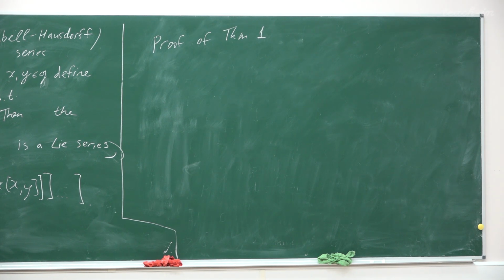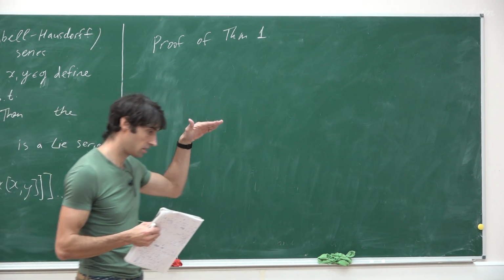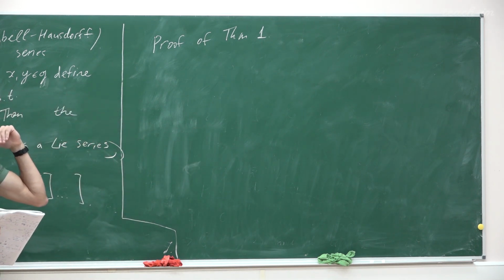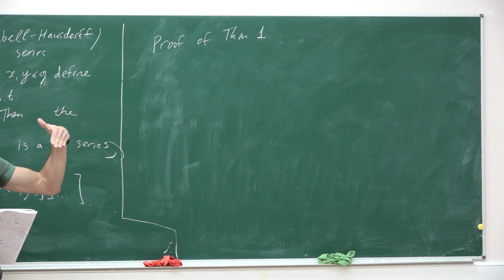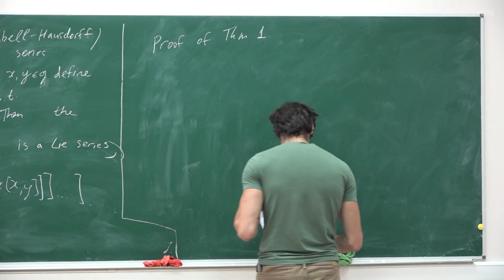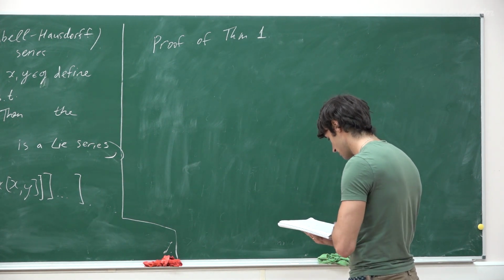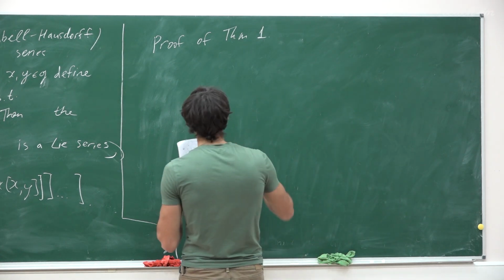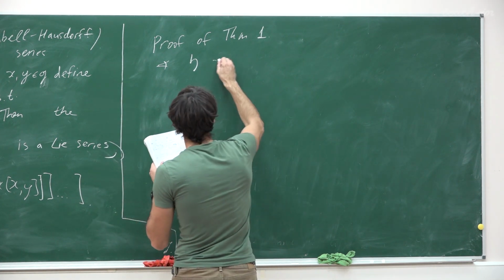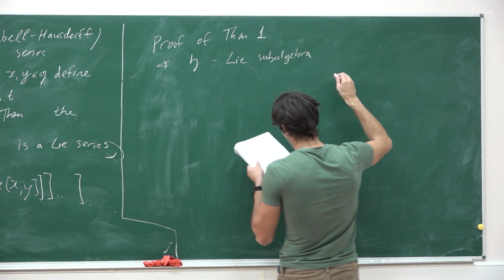Okay, so let's recall what was Theorem 1. Theorem 1 says that if you give me a subalgebra in a Lie algebra, then I give you a connected virtual Lie subgroup with Lie algebra corresponding to this Lie subalgebra. Okay. So consider the subalgebra that you gave me. So this is a Lie subalgebra of G.